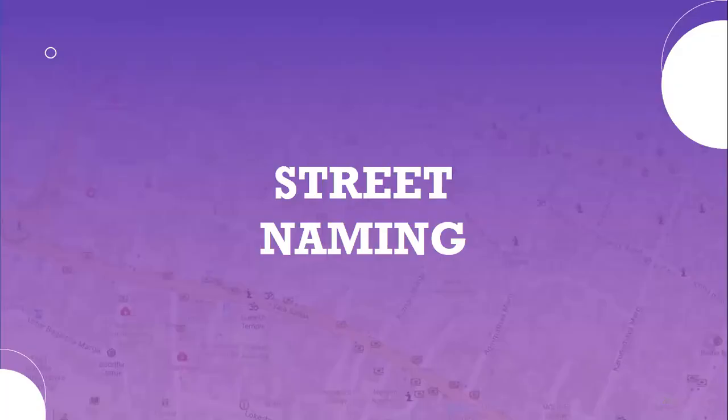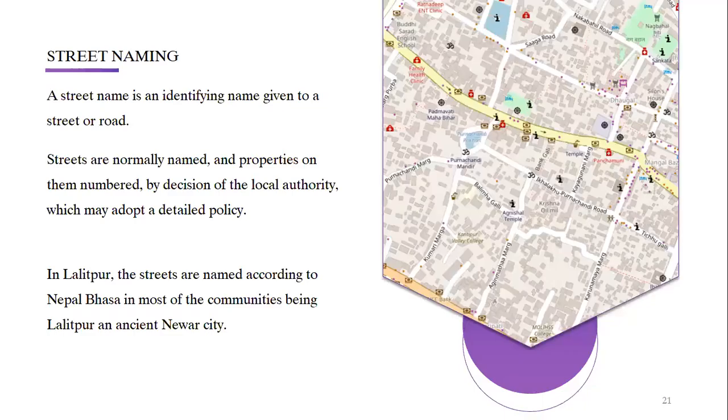like HITI. So in addition to this HITI project, we have also done the street naming in the same municipality, that is Lalitpur Metropolitan City. So let us discuss shortly about the street naming. A street name is an identifying name given to the street or road. In the European countries, there is a street name for almost every road, but in case of Nepal, there are street names for only a few main roads which people know. But even if they have street names, they are not properly used.